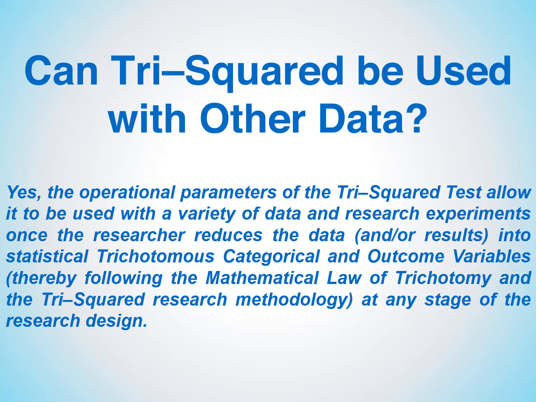Can tri-squared be used with other data? The answer is yes. The operational parameters of the tri-squared test allow it to be used with a variety of data and research experiments. Once the researcher reduces the data and/or results into statistical trichotomous categorical and outcome variables, thereby following the mathematical law of trichotomy, which is the foundation of the tri-squared research methodology, at any stage of the research design. There are, in fact, several different areas in which tri-squared can be used that are now referred to collectively as triostatistics, in which the researcher can use the base tri-squared methodology to analyze a variety of other data.